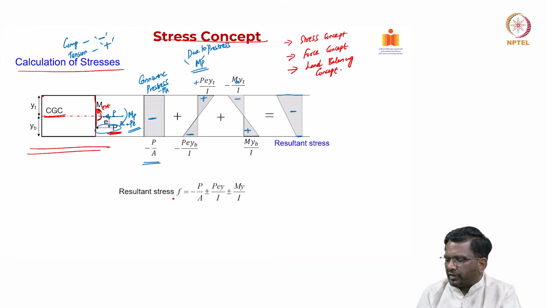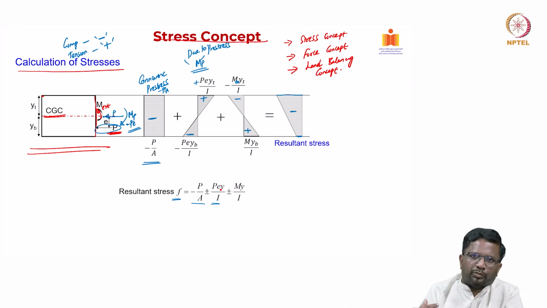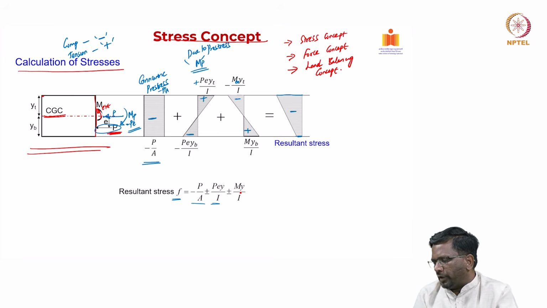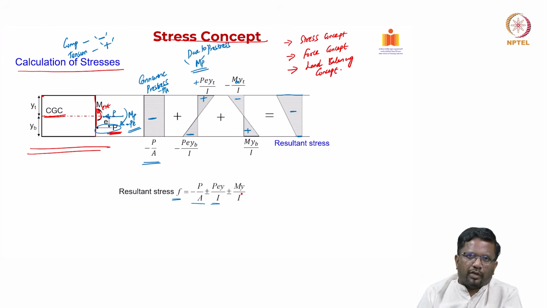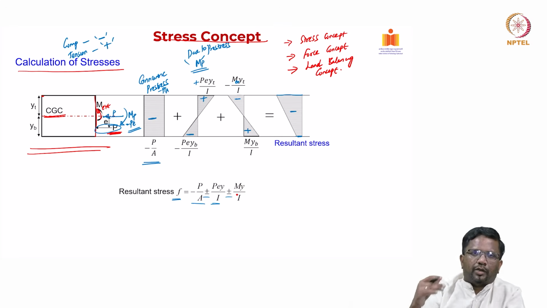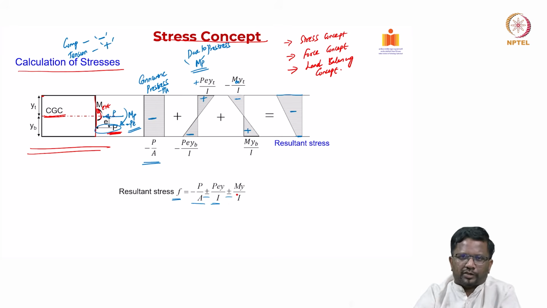So, resultant stress can be written as minus P by A. This is always going to be in compression. Now, depending upon where this Y is, whether it is above the neutral axis or below the neutral axis, it will be plus or minus, and similarly the M into the load effect also. In simplified form, we can write plus or minus, plus or minus. You can use the same formula for any fiber distance depending upon whether it is in compression or tension.